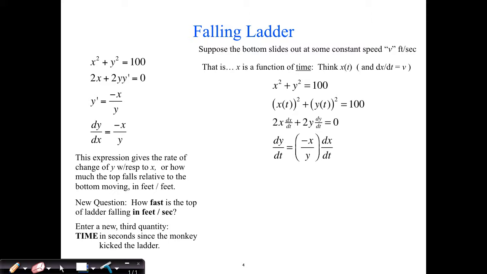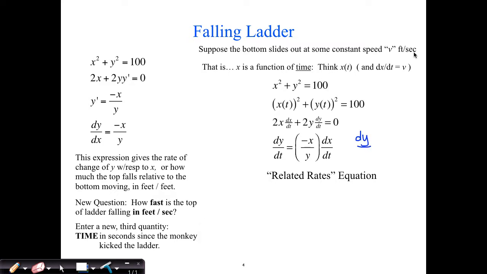in feet per second, it would be subtract the x term over, subtract 2x dx/dt, and then divide by 2y. We get the same sort of expression as we did before, only instead of dy/dx being negative x over y, we have dy/dt, or y prime of t, is this same x y relationship times dx/dt, which, the rate of change at the bottom, is this constant v. Let me write that down because I forgot I didn't put that on here.